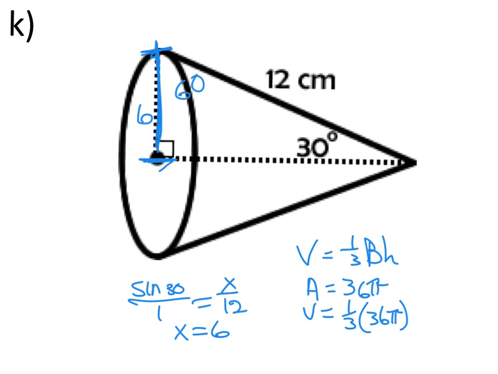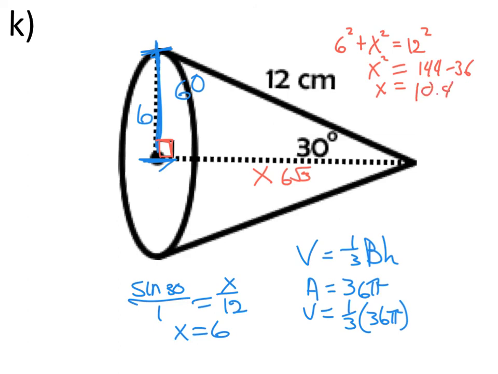I just noticed we didn't have that height, so we'll need to use the Pythagorean theorem right there to get it. Using the 30, 60, 90, you could recognize that it's 6 radical 3. Or using the Pythagorean theorem, let me write that out. We would have 6 squared plus x squared equals 12 squared. So when you solve that, you would get x squared is 144, take away 36. And solving for x equals approximately 10.4. So that's the same as the 6 radical 3.